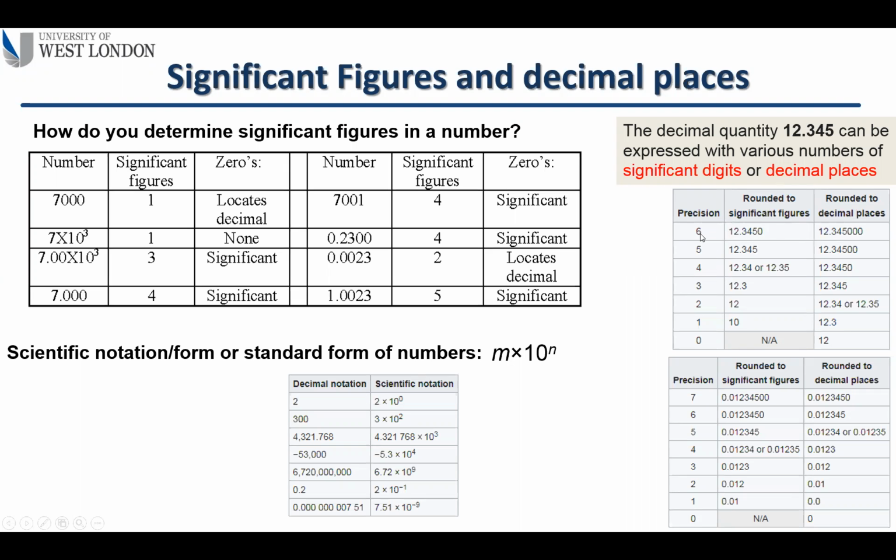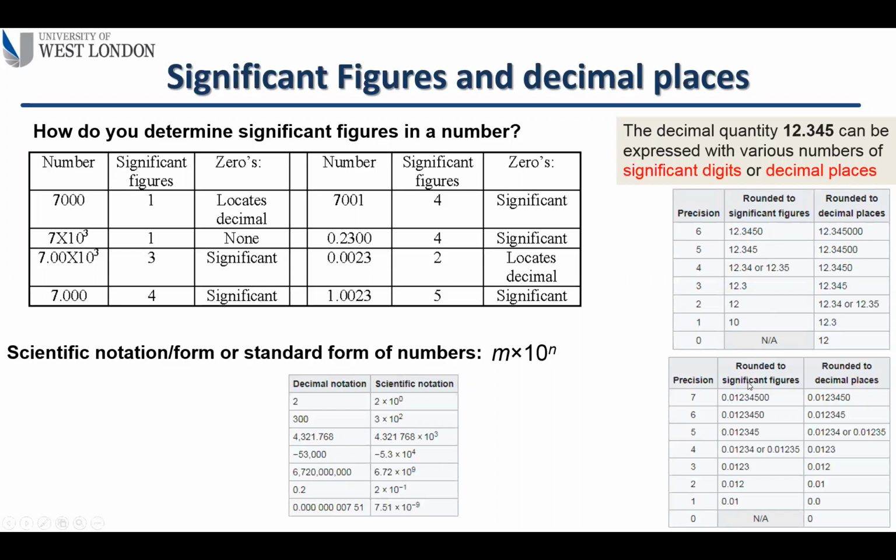So in some way we can say the precision is 6 significant figures, or it's rounded to 6 decimal places. What if we say the precision is 5? It either means that the significant figures is 5, like this one, or it's rounded to 5 significant figures, and so on for other figures.